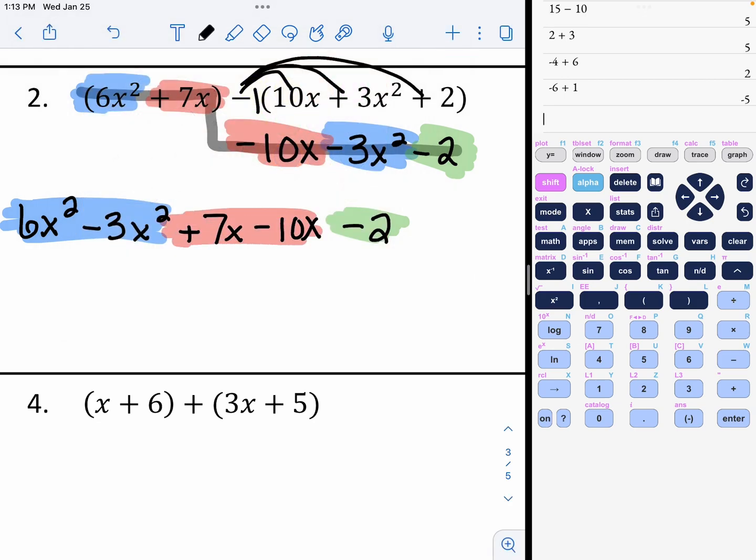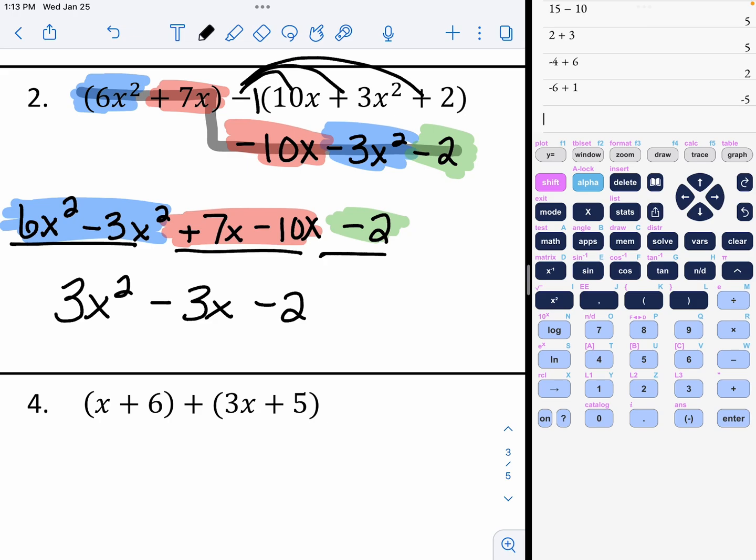Remember though, with the negative, I had to distribute it first. If you were to use the previous stuff from before the distribution, you would have done it wrong. So this is 3x squared, this is take away 3x, and take away 2. 6 minus 3 is 3, 7 plus negative 10 is negative 3, and then the negative 2.